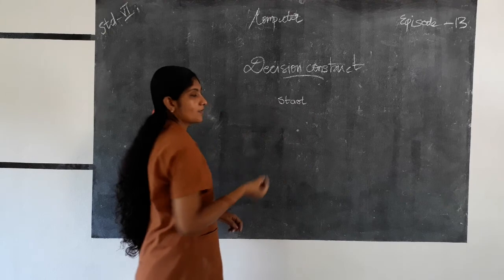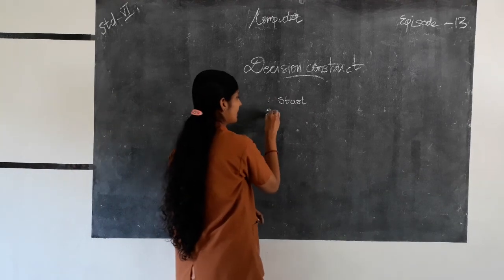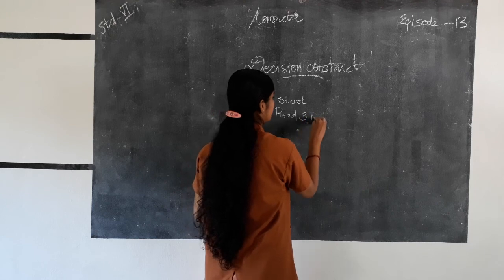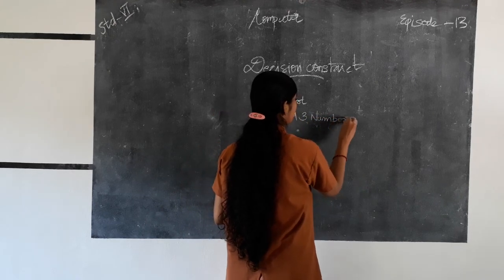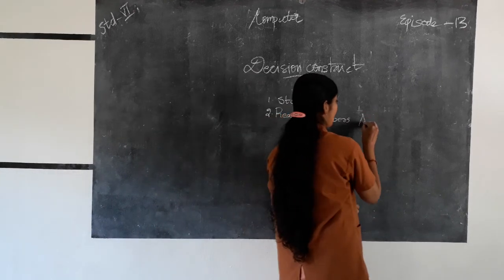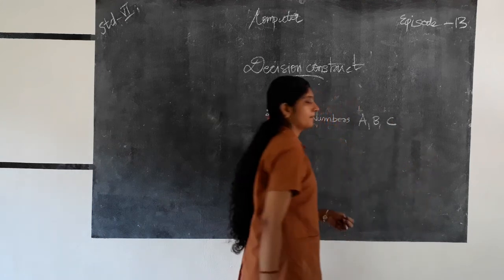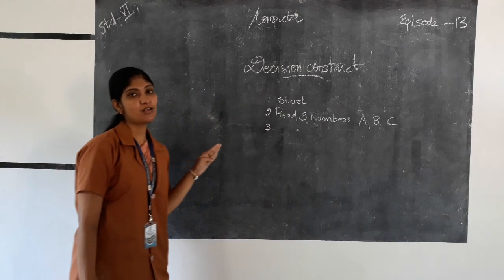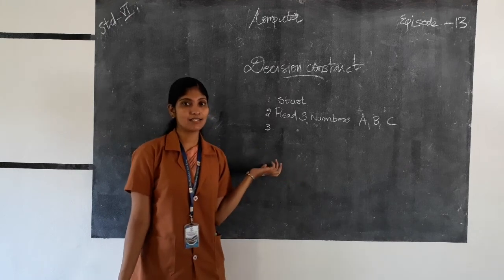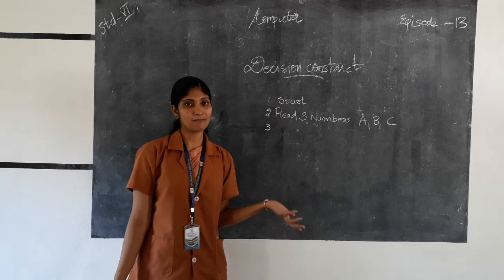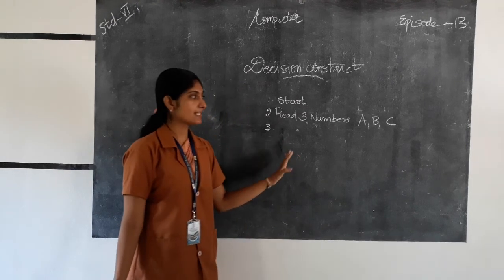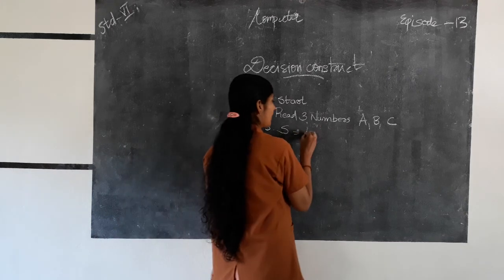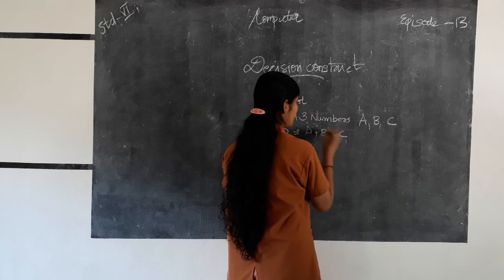So let's write an algorithm. First one, start. Second one, read three numbers A, B and C. Then next, calculate the sum of these three numbers, because we know how to calculate the average: the sum divided by the number of values. So here first we have to calculate the sum of these three numbers A, B, C. Let's take a variable S, and S is equal to A plus B plus C. So this is the third step.